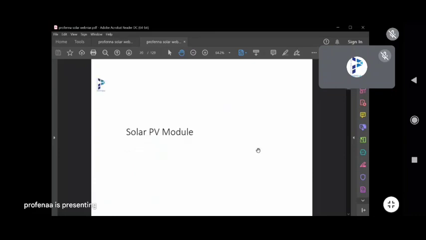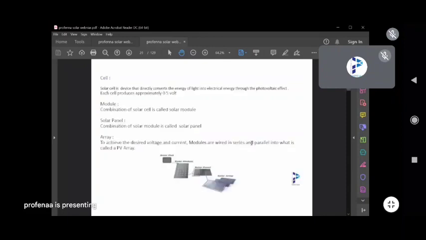See, what are the components? Solar module is there, inverter is there, structure is there, and other balance of components; we will see them one by one. See, this is the module. This is a 0.5 volt cell. The combination of cells we call a module. The combination of modules we call a solar panel. The combination of panels we call an array. So how does the array come?